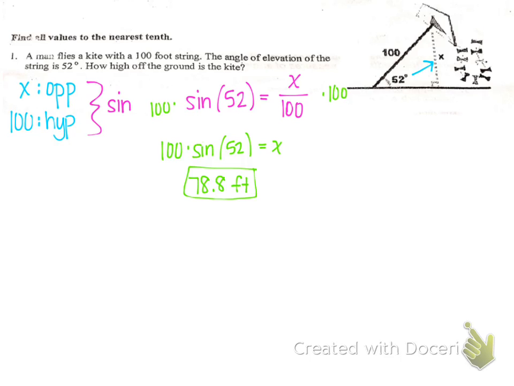Let's look at example 2. Oh, not number 2 on this work. Number 2 says, from the top of a vertical cliff, 40 feet high, the angle of depression of an object that is level with the base of the cliff is 34 degrees. How far is the object from the base of the cliff?